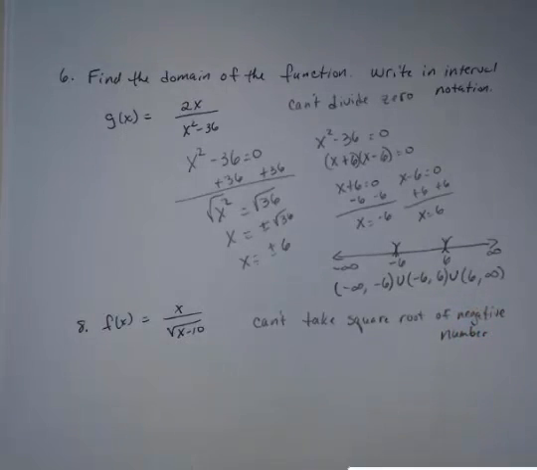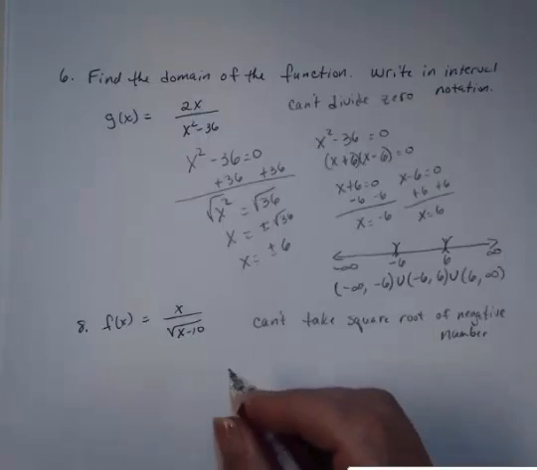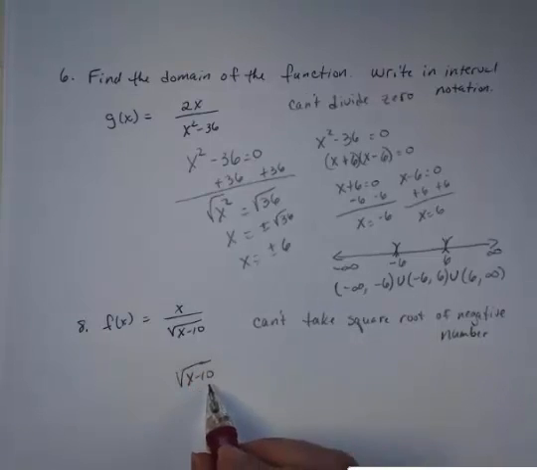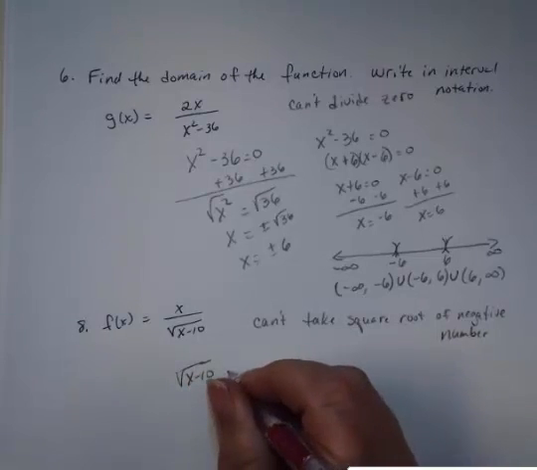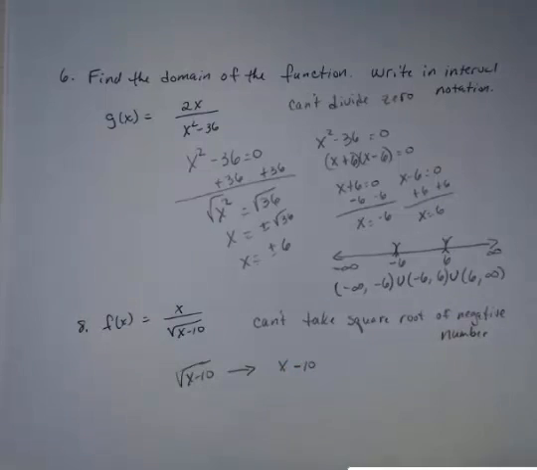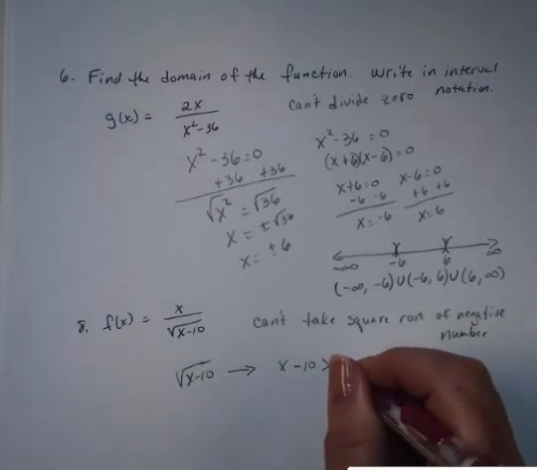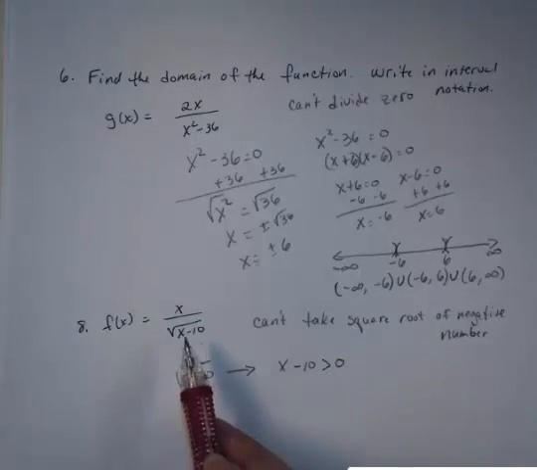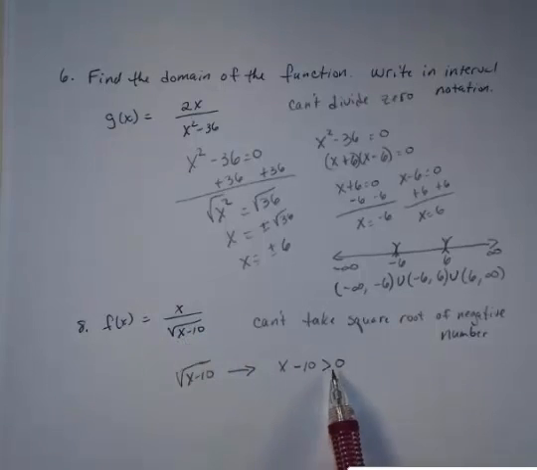So in this case, because we have the square root in the bottom, in our denominator, we're going to take that denominator and pull out what's inside of it. So we'll have x minus 10, and it's going to be greater than 0. We can't set it equal to 0 in this case, because then we'll end up with 0 in the denominator. So we're actually going to just let it be greater than 0.